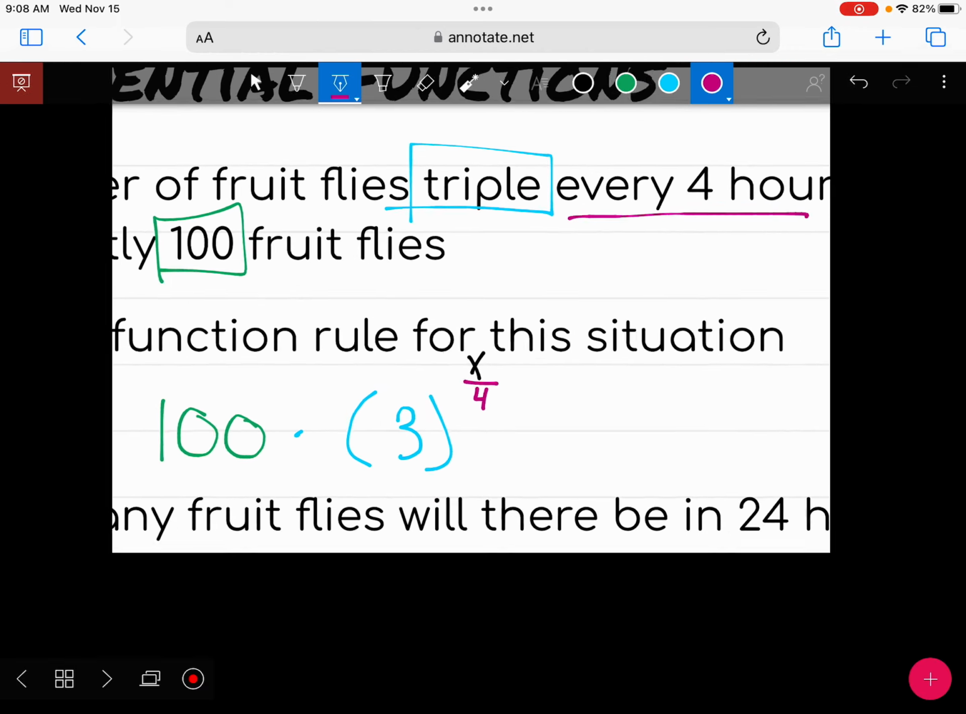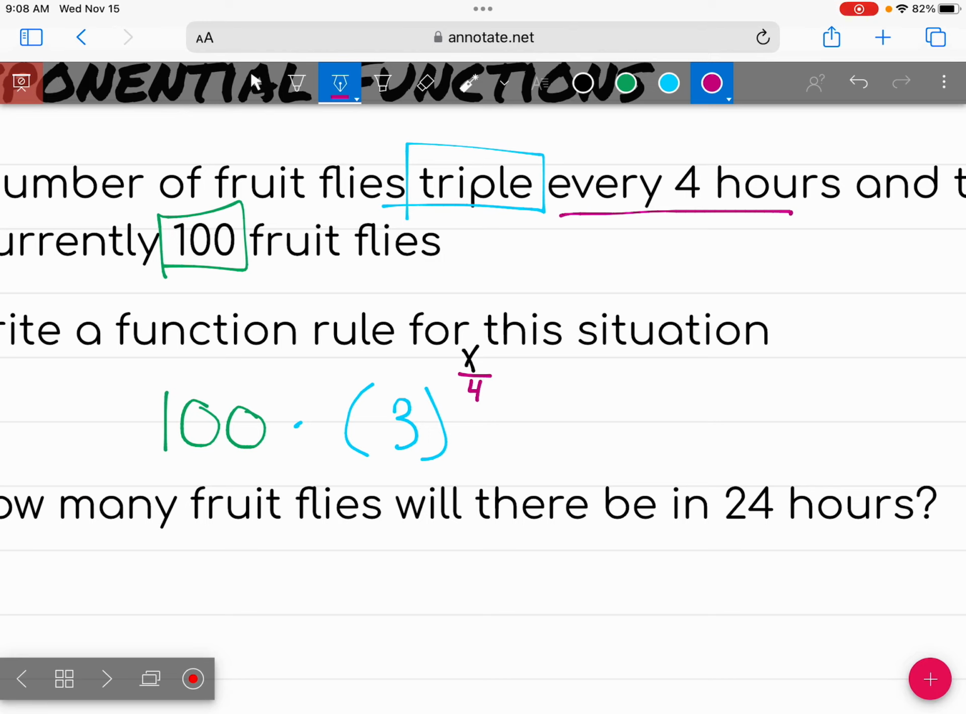So the next one asks us to figure out how many fruit flies there's going to be in 24 hours, which we can do by hand. However, this chapter test, we're going to let you guys use calculators. I cannot make the promise that we're going to have it on the final yet. We haven't gotten it yet from IU.